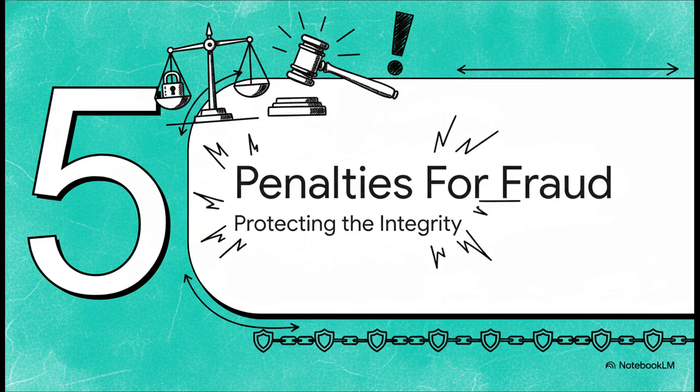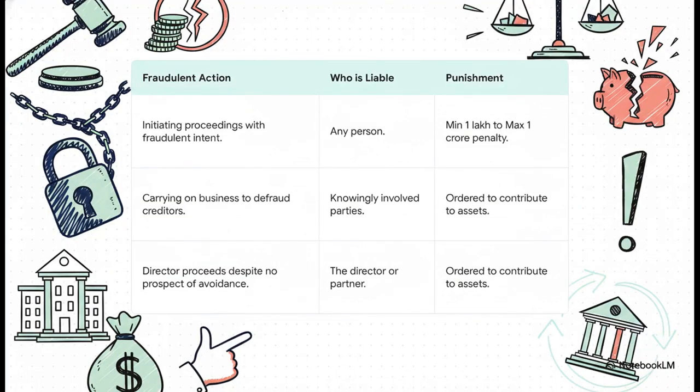Okay, last but definitely not least. When you create a system this powerful, you have to protect it from people who want to abuse it. And believe me, the code comes with some very sharp teeth. It has serious penalties for anyone caught trying to play games or commit fraud. Just take a look at the consequences here. They are no joke. If you start an insolvency case just to be malicious, you're looking at a penalty that can go up to 1 crore rupees.